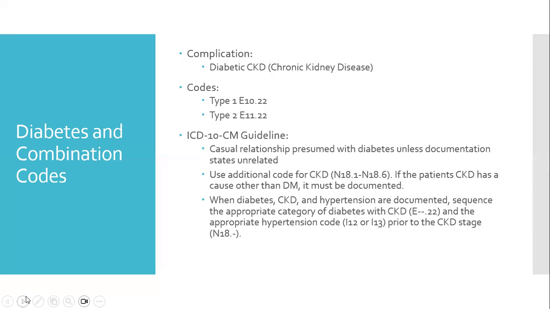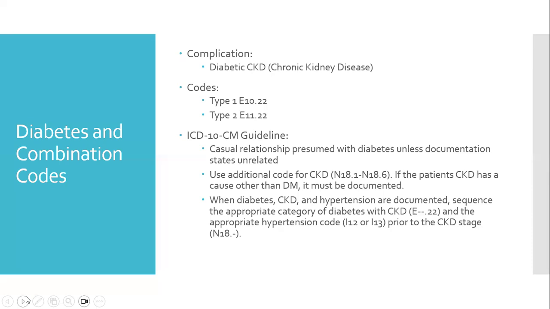So remember, you code your diabetes combination code first, followed by the N18 code for the stage of chronic kidney disease. Now, there is also a causal relationship when you have hypertension with chronic kidney disease and you have diabetes. So, specifically, when you have diabetes, chronic kidney disease, and hypertension, you have to sequence them appropriately.